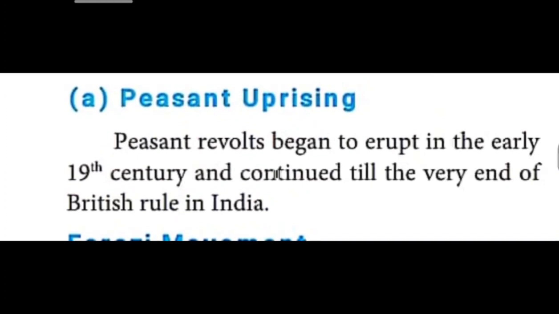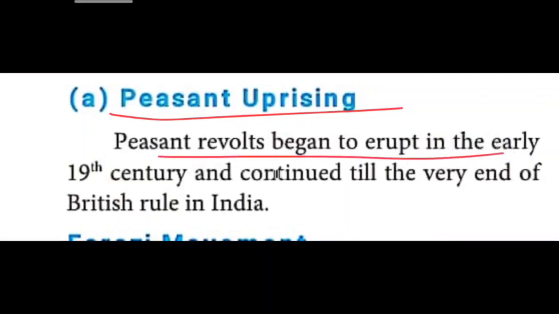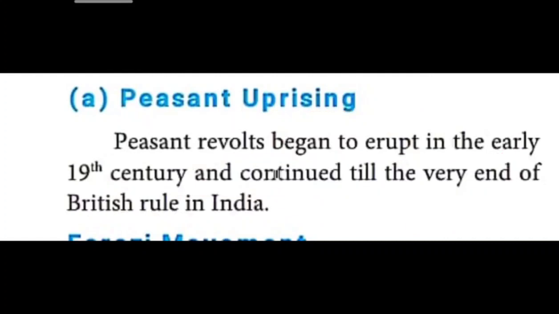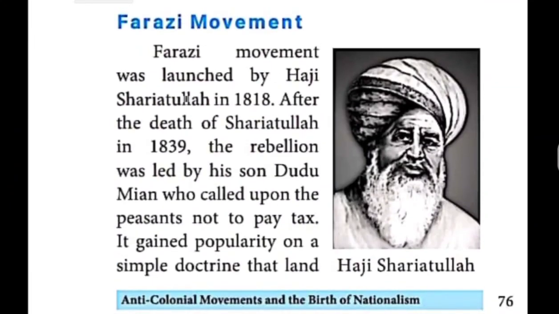Under that, peasant uprising. Peasants means farmers. Uprising means revolt. The peasant revolt began to erupt. Erupt means broke out. It broke out in the early 19th century and continued till the very end of British rule in India, till 1947. It continued as the peasants revolted against the British people.